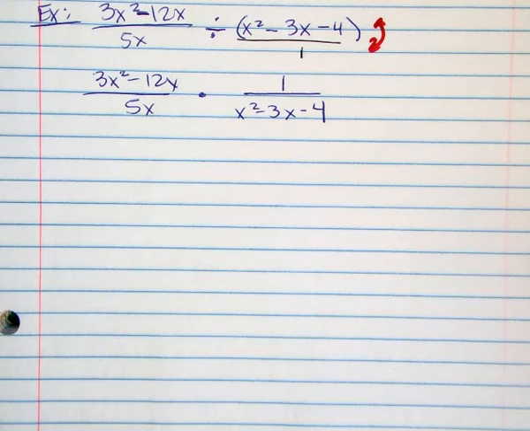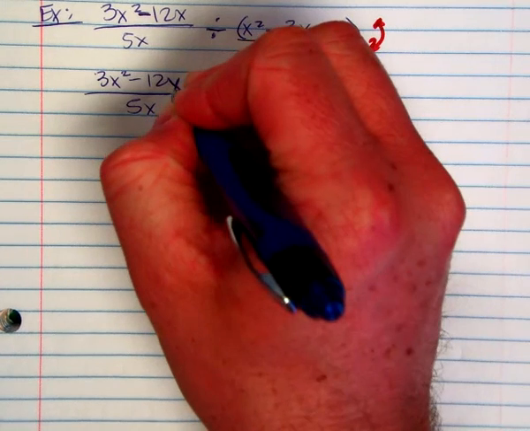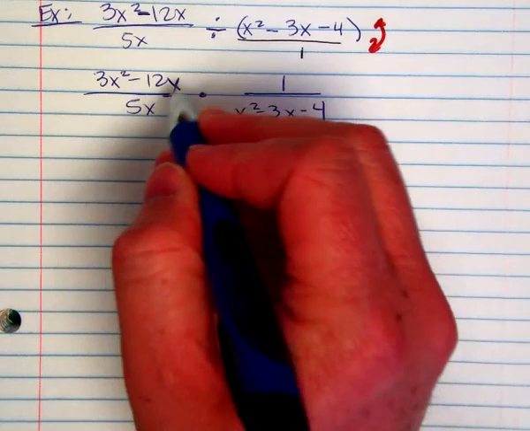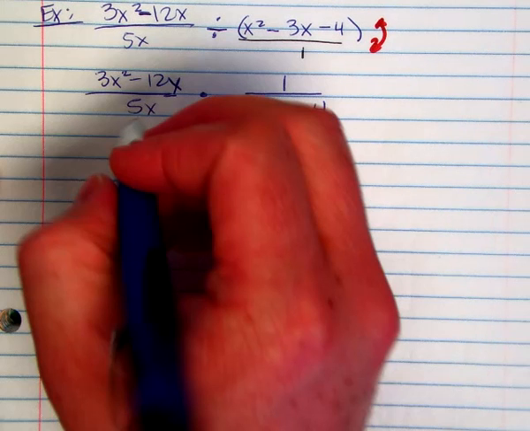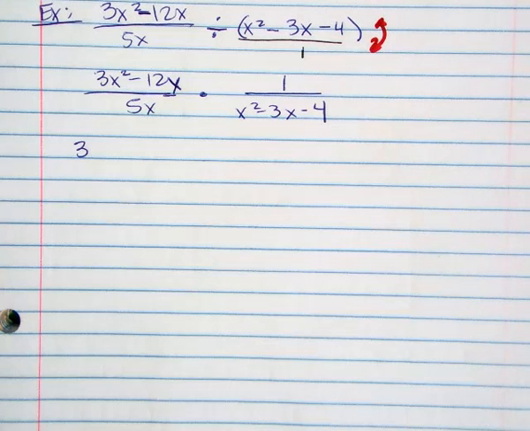Now we have to factor everything. On the top of this, 3x squared minus 12x. Ask yourself first, what do they have in common? Well, they're both multiples of 3, but there's more. They both have the variable x.